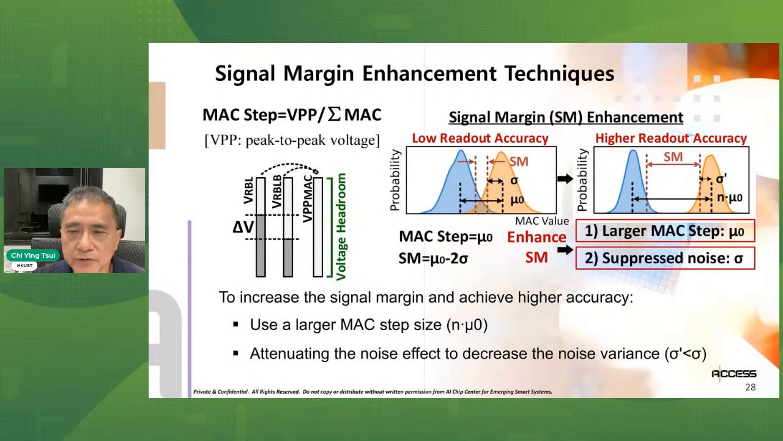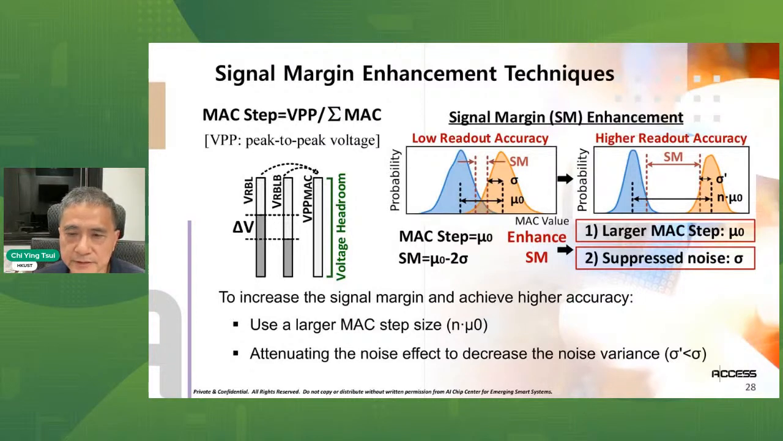Now, one way we want to improve the precision and accuracy is to enhance the signal margins. Signal margin depends on the number of bits you want to do. The MAC step is based on VPP, which represents the voltage headroom, that is, the voltage difference at the bit line from the maximum to the minimum. When we divide the voltage headroom by the total number of MAC steps, this gives the MAC step. But looking at each of the adjacent values, we have some variations there.